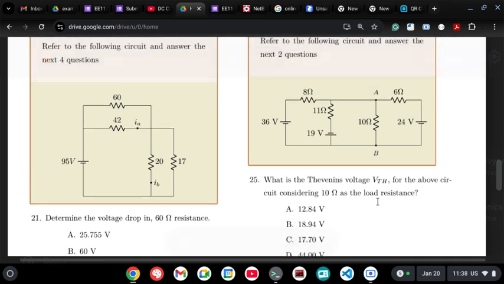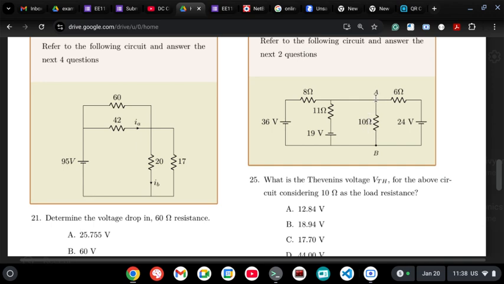So instead of me answering right away, I'll ask you to explain your approach, how you want to do it. Okay, so what is Thevenin's voltage definition? Assuming that this 10 ohms resistance is not a short circuit, it is the open circuit. To find the open circuit voltage, we need to consider that this 10 ohm resistance is not present.